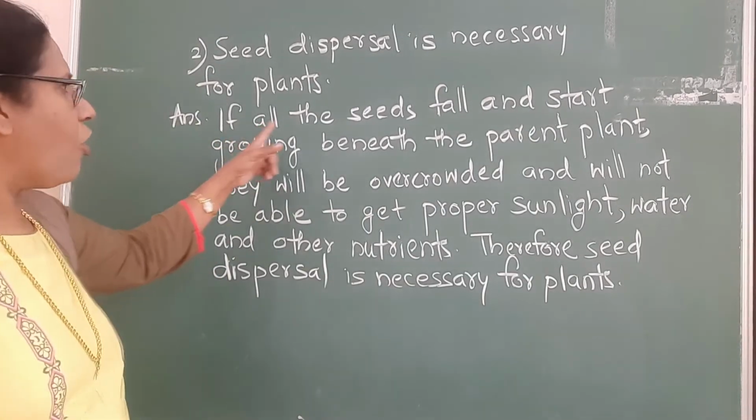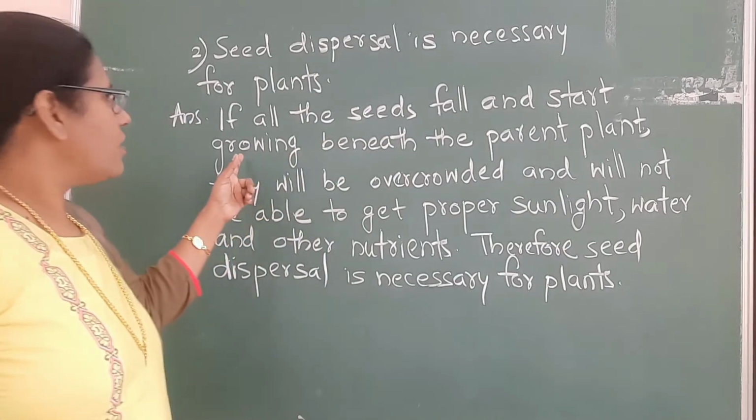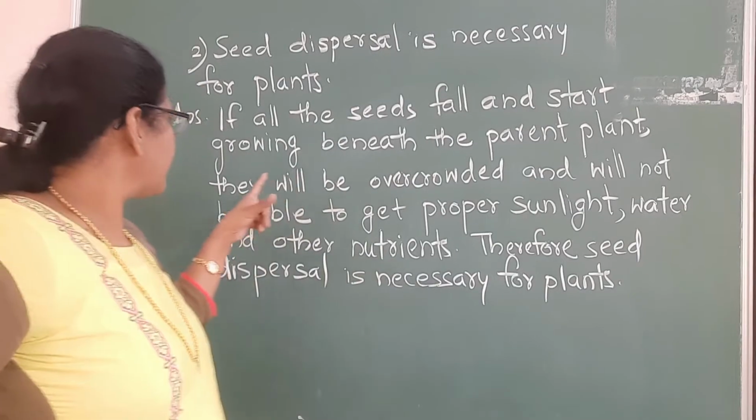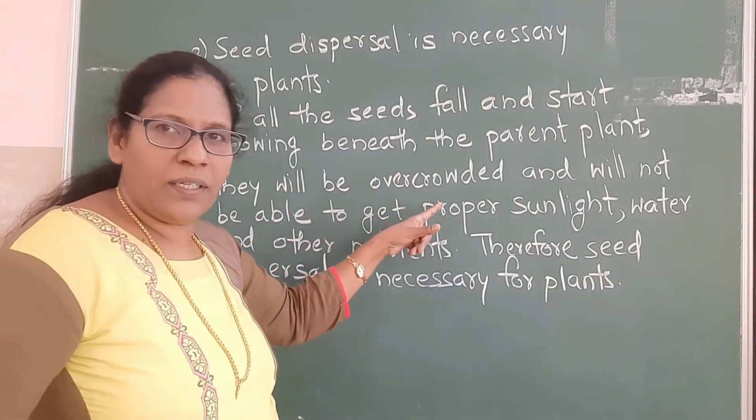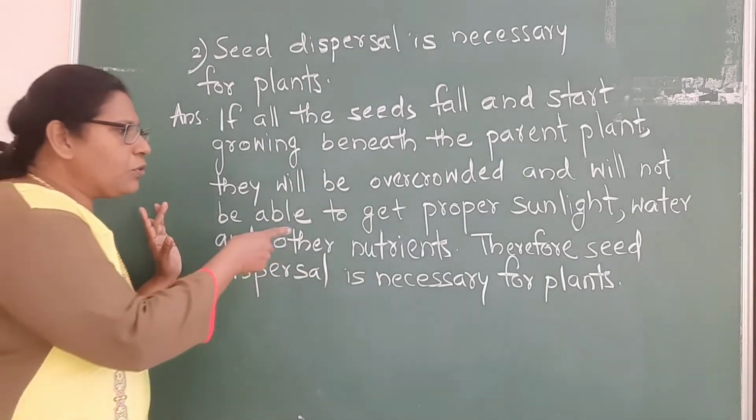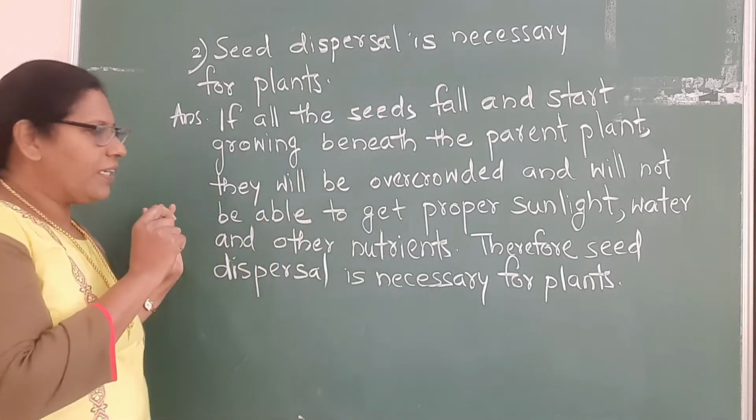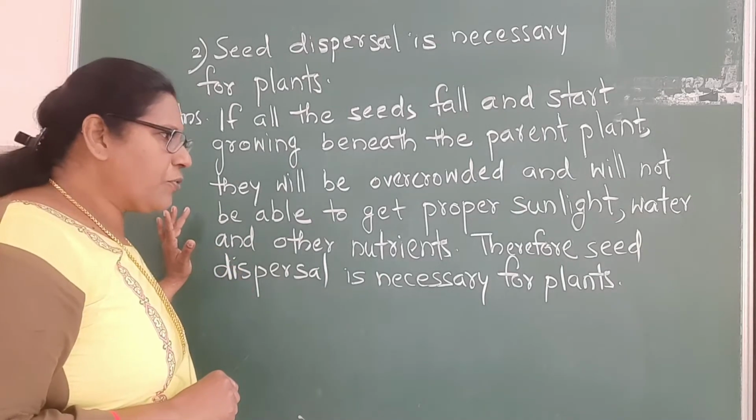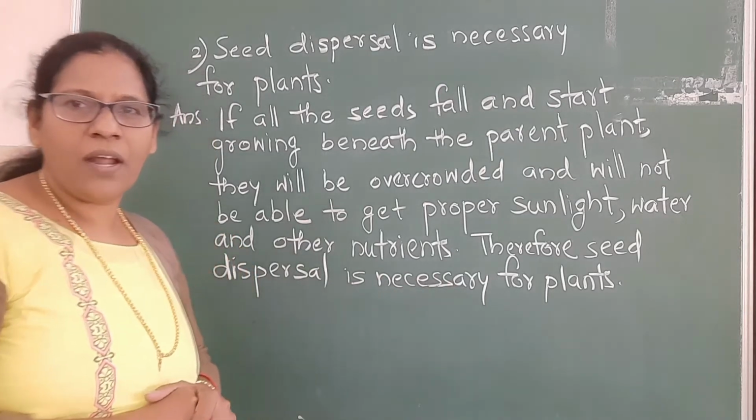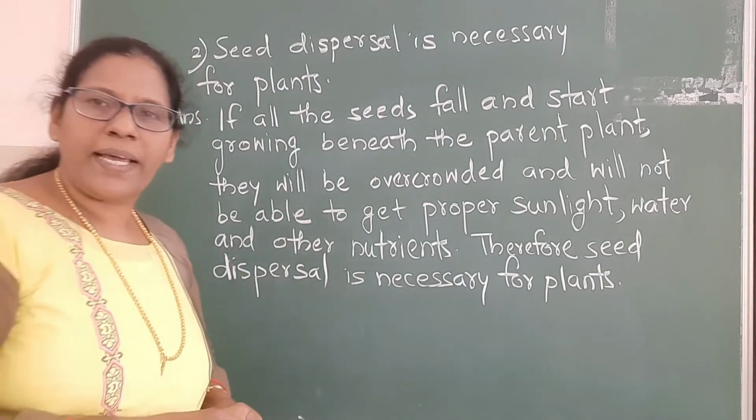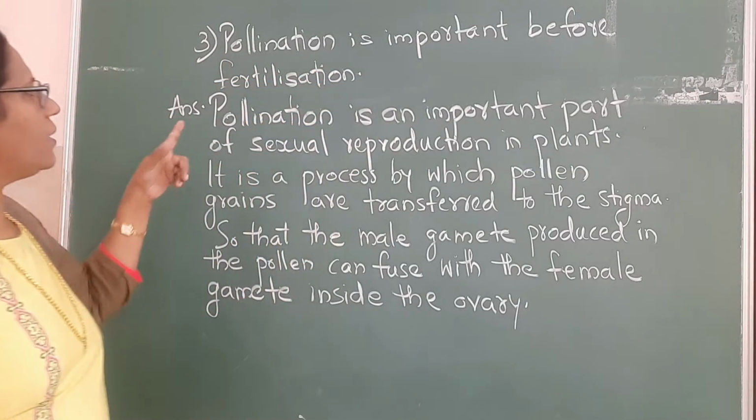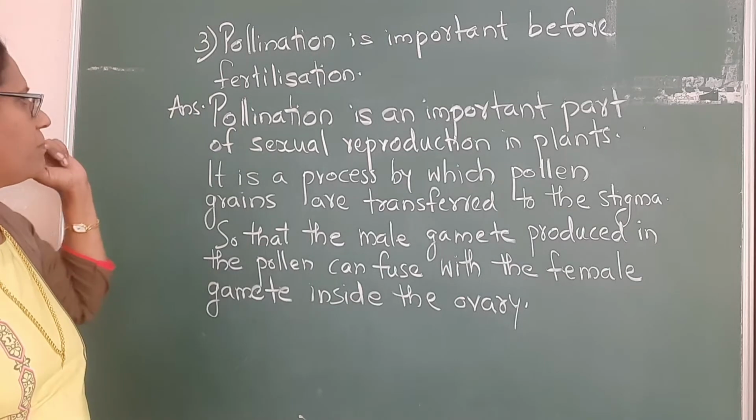If all the seeds fall and start growing beneath the parent plant, then what happens? They will be overcrowded and they will not be able to get proper sunlight, water and other nutrients. So seed dispersal is necessary for plants. Example, I said tulsi.